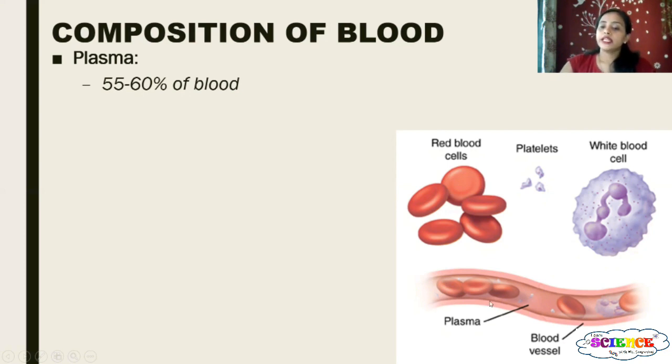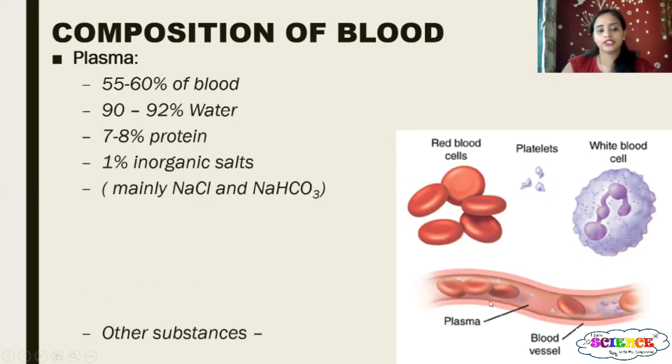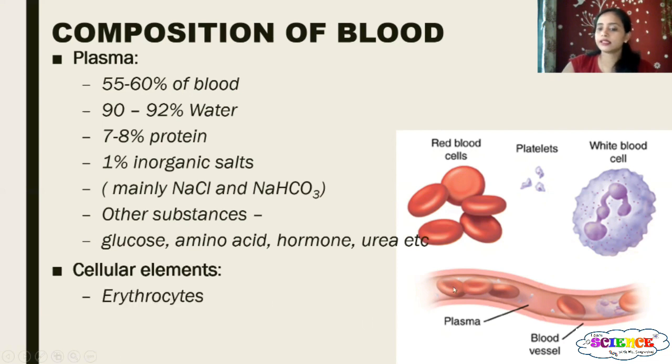Now, the liquid part of the blood is called plasma, and the other component is cellular elements. So two principal components are plasma, the fluid part of the blood, and cellular elements, that is, the cells present in blood in this fluid part. Let us understand the composition of each.